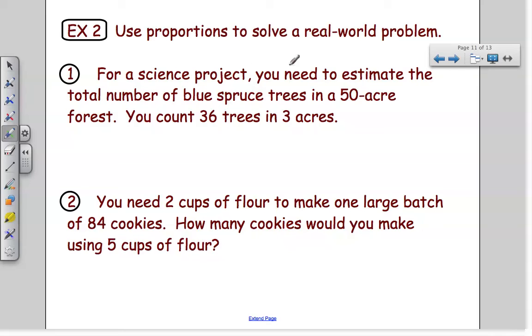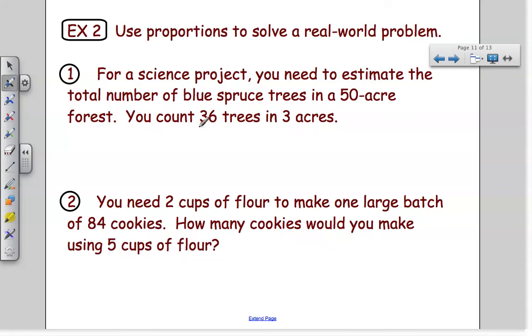For a science project, you need to estimate the total number of blue spruce trees in a 50-acre forest. You count 36 trees in 3 acres. This is actually a great example of sampling, something that happens a lot in science. We counted 36 trees in 3 acres. Notice we did a smaller section of forest, counted the trees, but we need to estimate how many are in 50 acres. But using this sample space, we can assume that the ratio is probably pretty close to the same, so I can set up a proportion here.